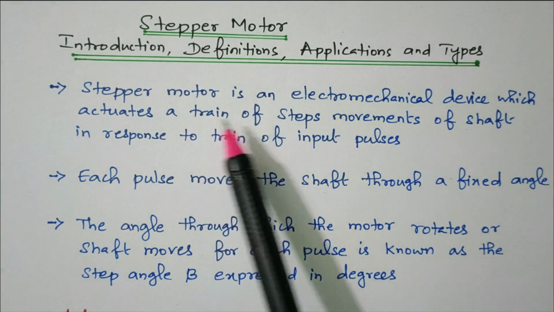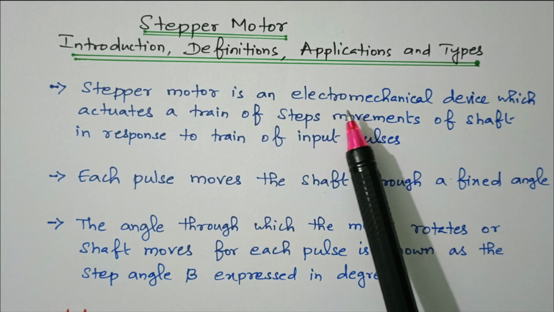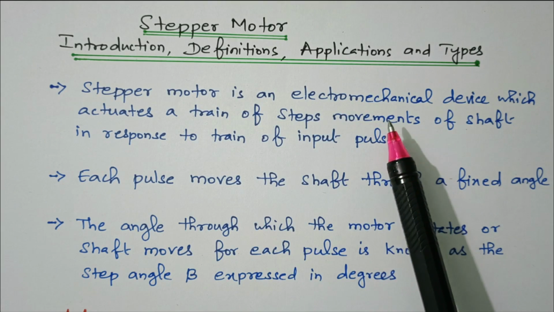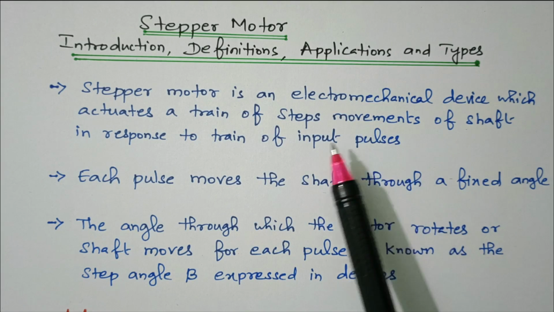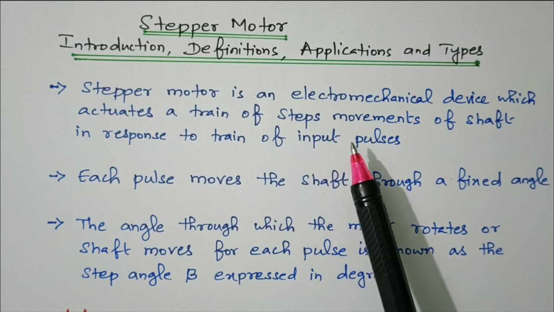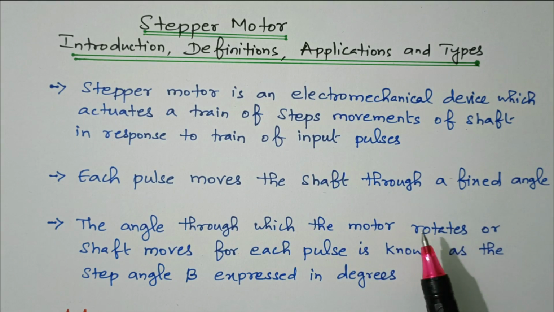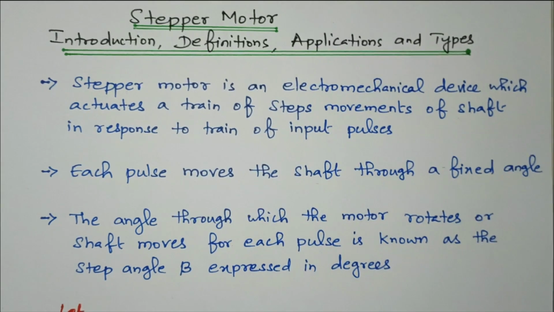So stepper motor is an electromechanical device converting electrical energy into mechanical energy, but not a continuous movement. Based on the train of pulses, it will move through a particular fixed angle. The angle at which it is moving is called the step angle, beta, expressed in degrees. That depends upon our requirement. We can design the pulses based on this step angle. Now we'll see the definition for step angle.